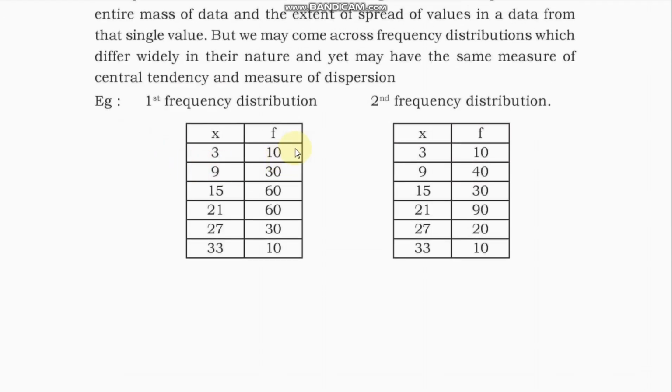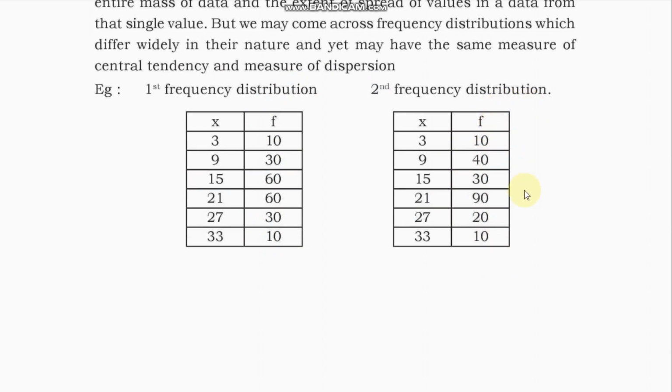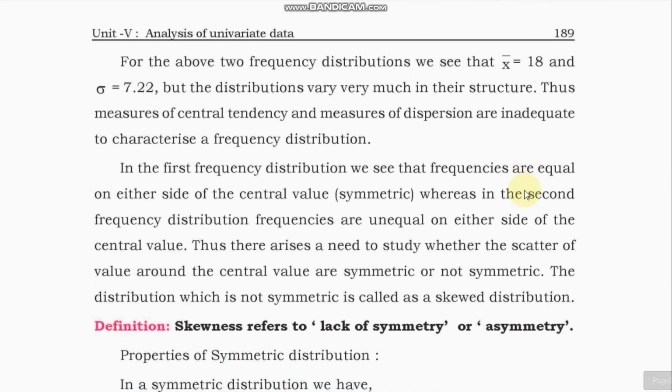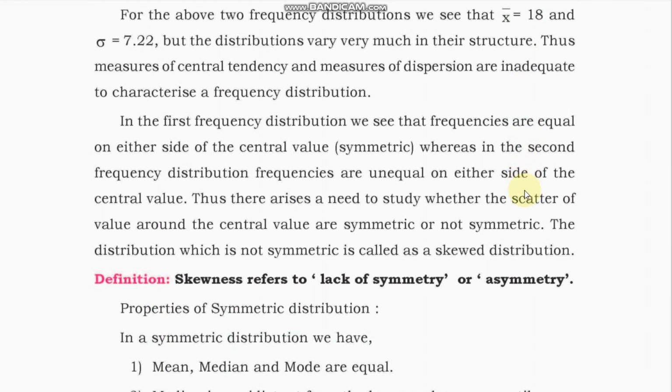Here the frequencies are spread evenly: 10, 30, 60, 60, 30 and 10, whereas here the frequencies are 10, 40, 30, 90, 20 and 10. Here they are distributed evenly, but in the second distribution the frequencies are distributed very unevenly. Despite this, the mean value and the standard deviation value are the same. Thus arises the need to study whether the scatter around the central value is symmetric or not.